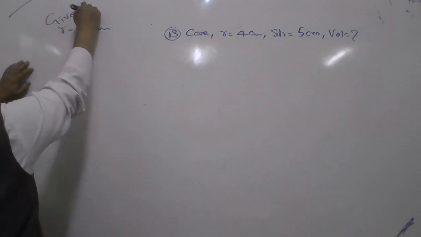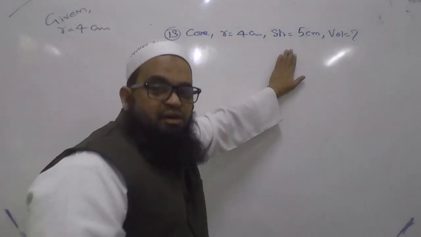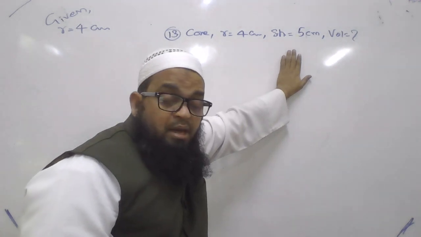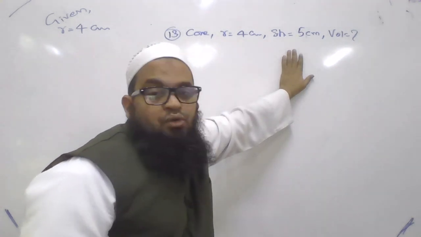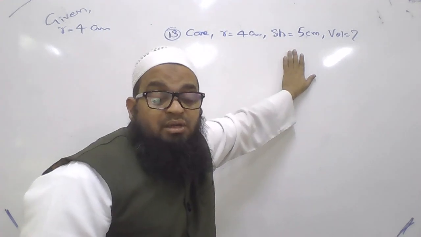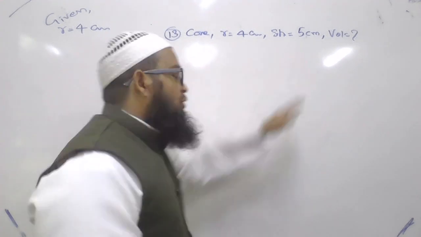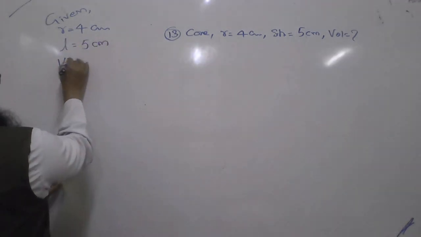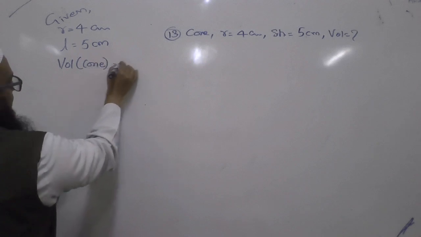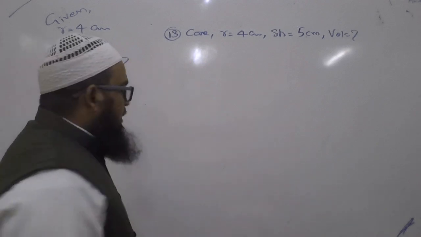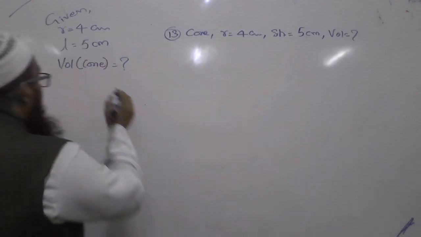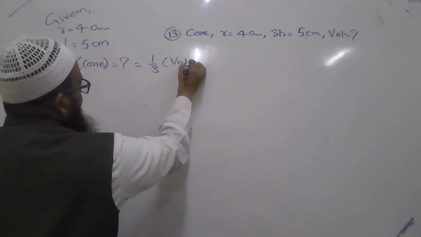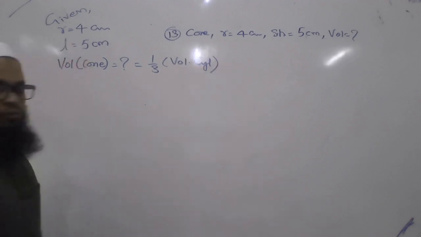This is given, you have to write. And after that, slant height is given. So, slant height, I purposefully wrote it as SH. Why? Because I just wanted to ask you what is the symbol we use for slant height. Very good points. L. So L equals 5 centimeters, and you have to find the volume of cone. And we all know the concept. Let me tell you, volume of cone is equal to 1/3 volume of cylinder.